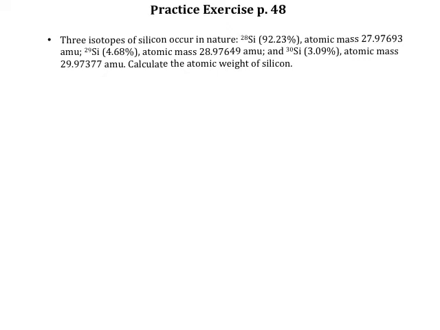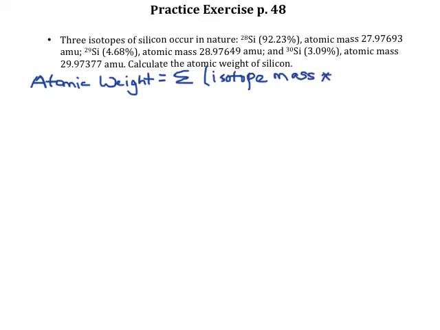This is the practice exercise from page 48 of the textbook, calculating an atomic weight given isotopes, their atomic mass, and their relative abundances. So the first thing we need to figure out is what equation we're going to use to do this calculation. And the equation to use for this is that the atomic weight is equal to the sum of all of the isotope masses multiplied by their abundances.